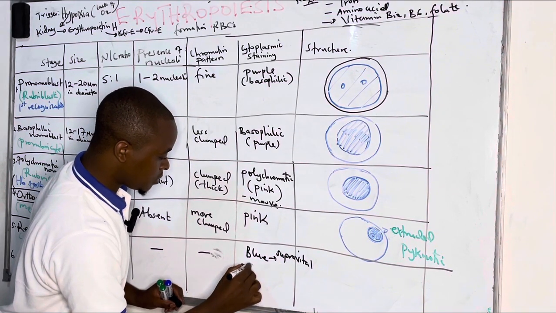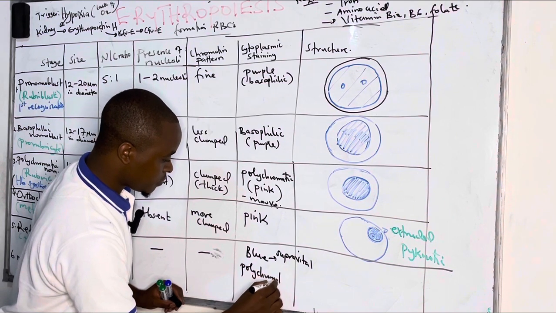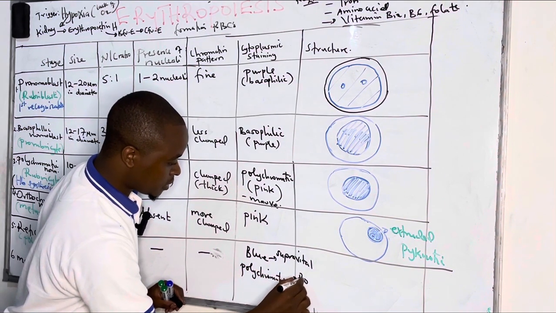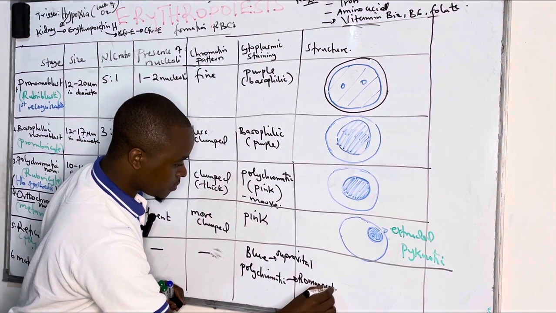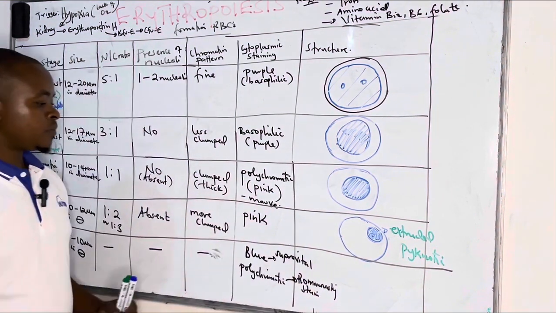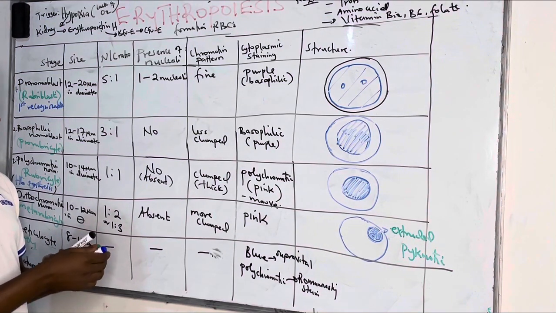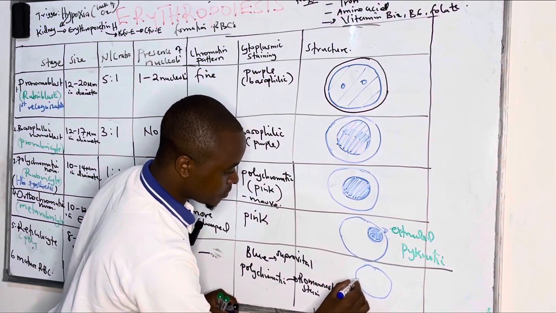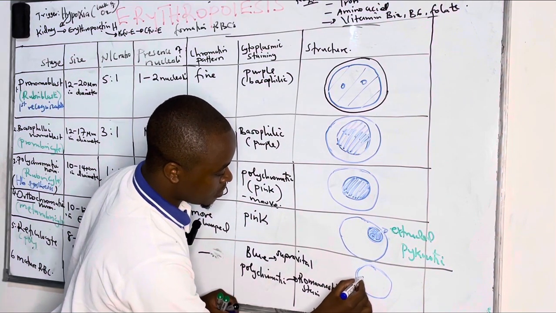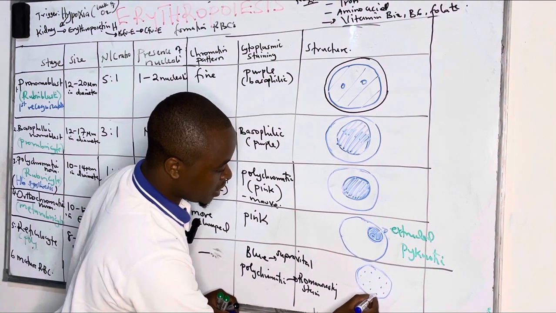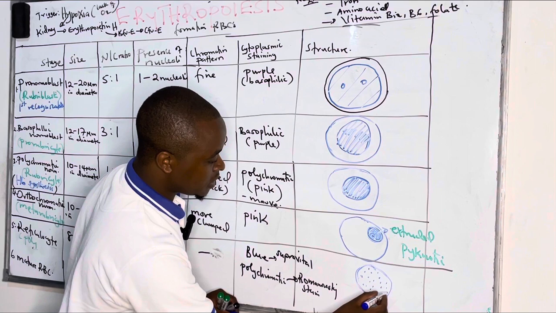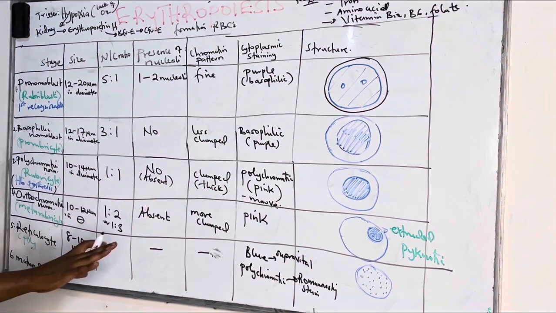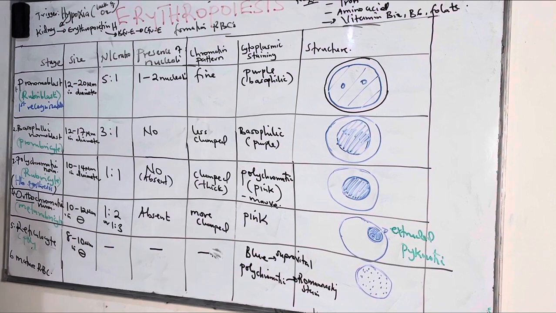Then polychromatic with Romanowsky stains. Then the size has to reduce further. The size has reduced further, but it contains remnants of RNA which are staining blue or polychromatic. It lacks the nucleus because the nucleus was extruded at the orthochromatic stage. So this is what we can talk about under reticulocytes.